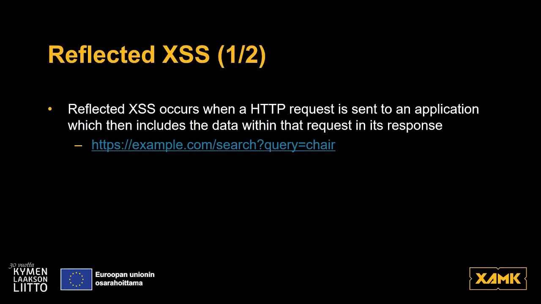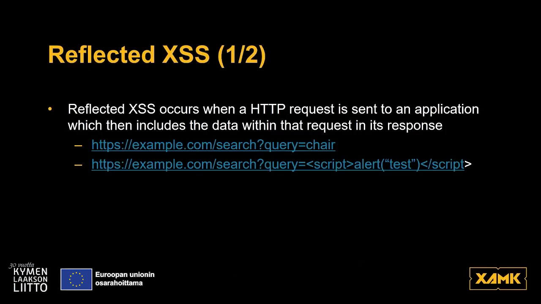Then we see the exact word that you searched for, in this case chair, appears in the resulting page. So now we have searched for a chair, we see that the word chair appears on the website, and then we try to modify the query a little bit. We type in that abomination. So we have script tags, so less than script and greater than. Then we have alert, test, and then we close the script tags. So we are trying to inject JavaScript into that search function. And what happens then? Well, if it's vulnerable, an alert message with the word test will appear on your screen.